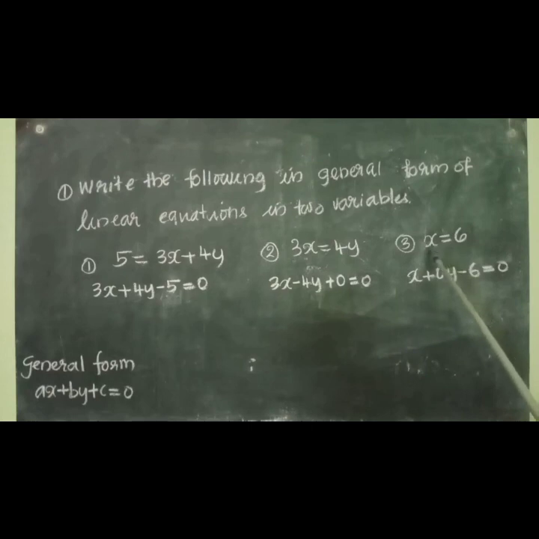Then x equal to 6. Here x part is there, c part is also there, y part is missing. So we can write 0y there and 6 we can take it to left side also. So the answer is x plus 0y minus 6 equal to 0.